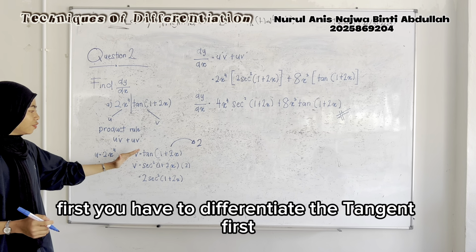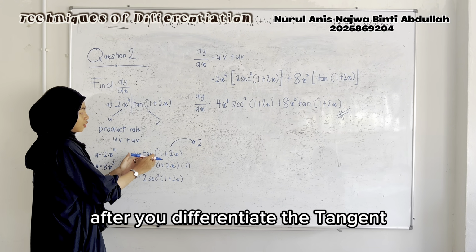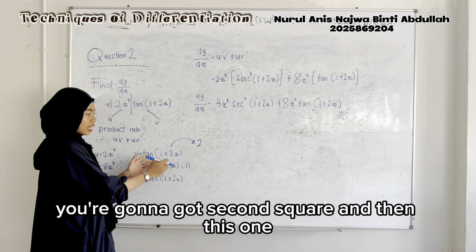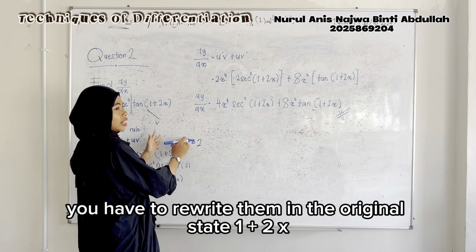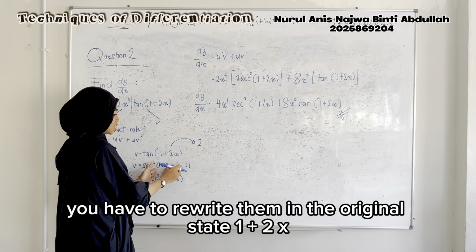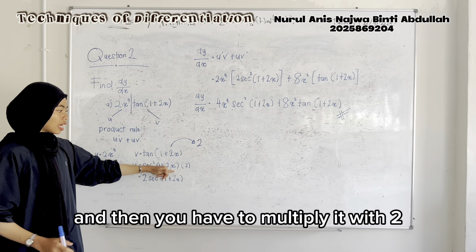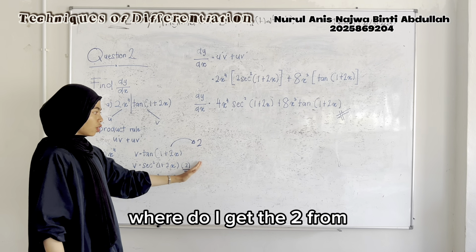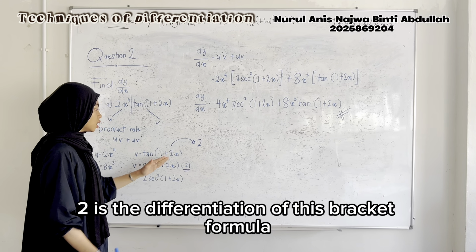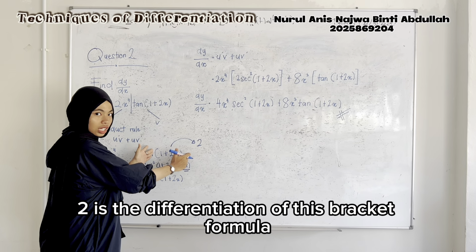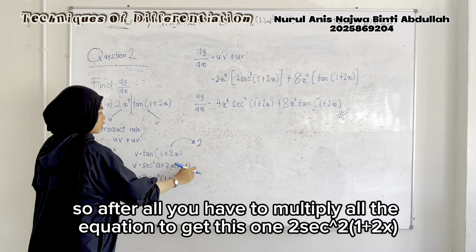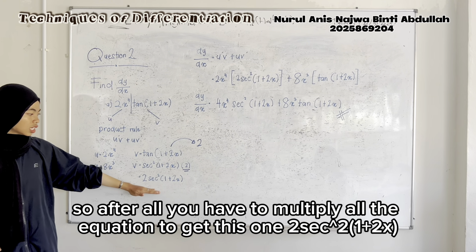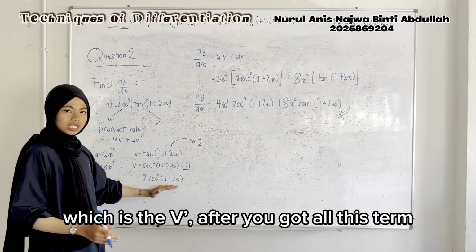First, you have to differentiate the tangent. After you differentiate the tangent, you're going to get secant squared. Then you rewrite the bracket in the original state, 1 + 2x, and multiply it by 2. Where do I get the 2 from? 2 is the differentiation of the bracket formula. After all, you multiply everything to get 2 sec^2(1 + 2x), which is v'.